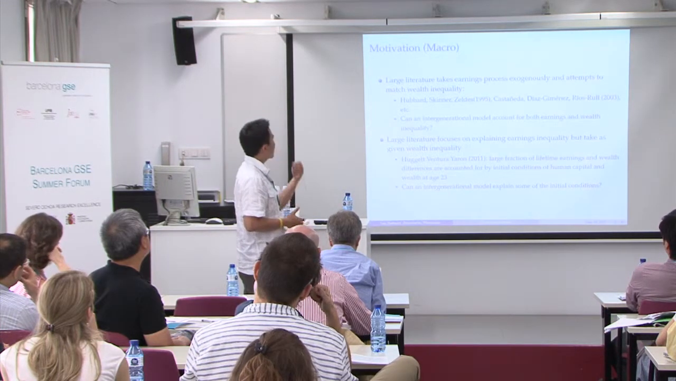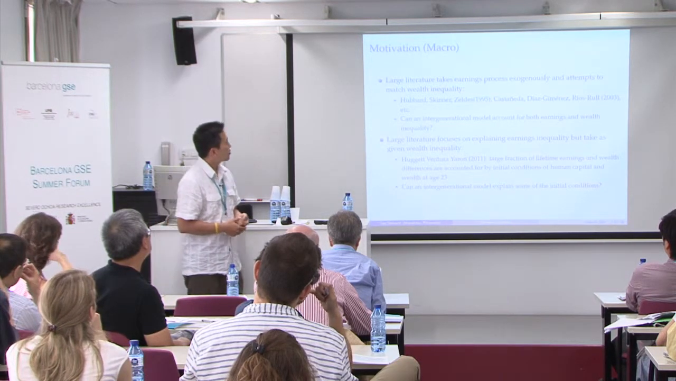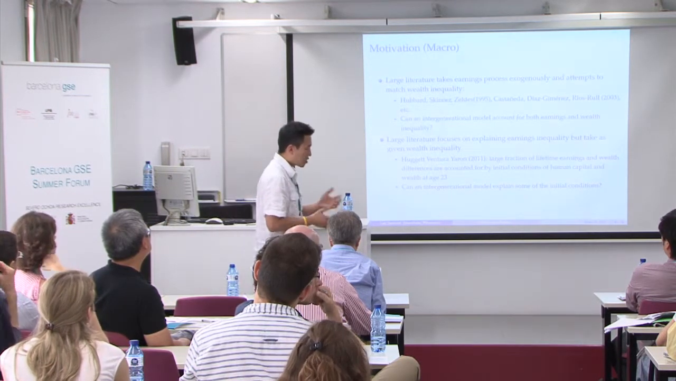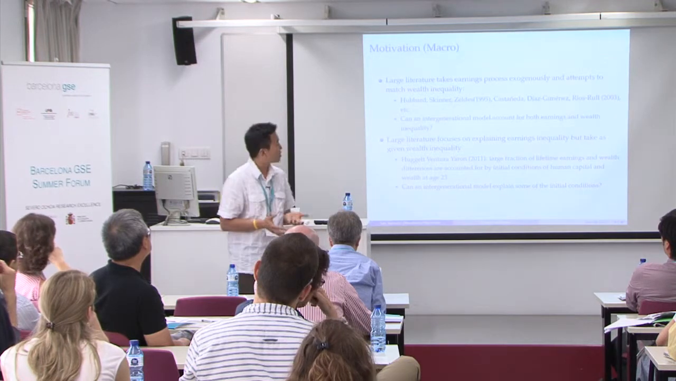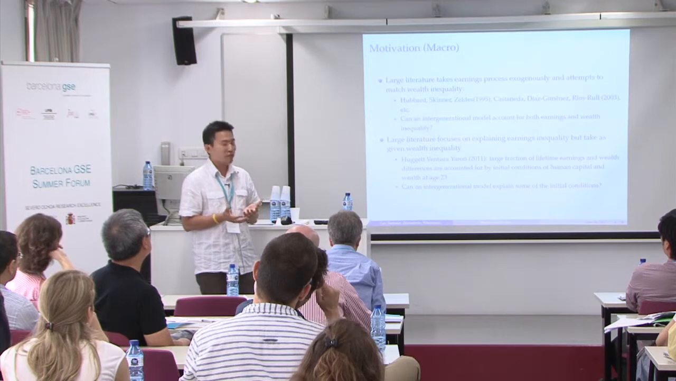Right? So by looking at an intergenerational model and also with a life cycle component, we want to ask whether we can account a little bit for both earnings and wealth inequality endogenously. But of course, we're not the first ones to talk about earnings in an endogenous way.